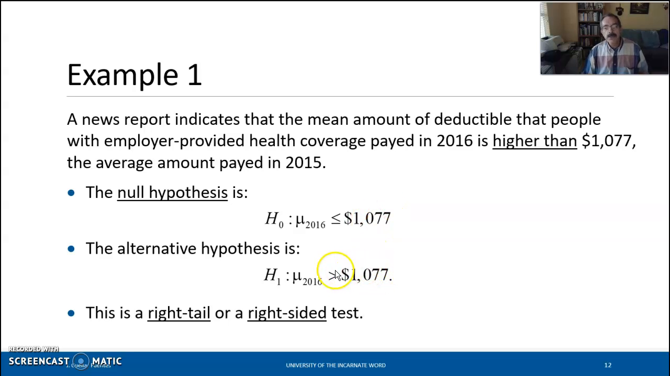Now, remember, we use the alternative hypothesis to determine the direction of the test. Here we're looking for values larger than 1,077, so this is a right-tailed test or a right-sided test, and the inequality sign is pointing to the right. And remember, if the statement gives you either the alternative or the null hypothesis, you deduce the other as the opposite of the statement given.